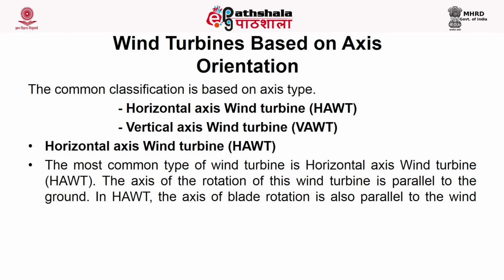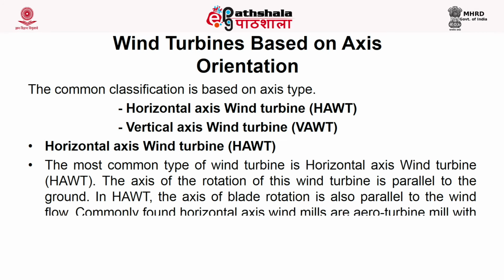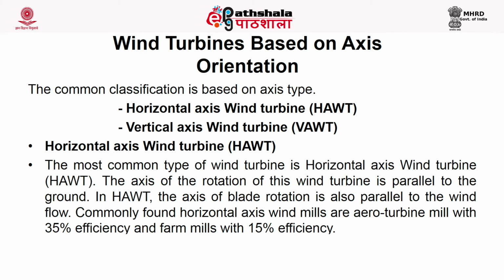So the horizontal axis wind turbine, this is the most common type of wind turbine, and the axis of rotation of this wind turbine is parallel to the ground. In this wind turbine, the axis of blade rotation is also parallel to the wind flow.